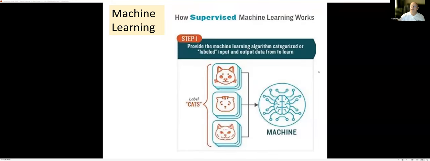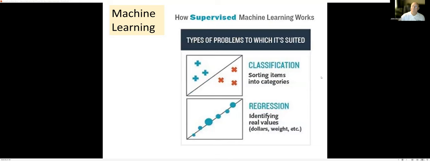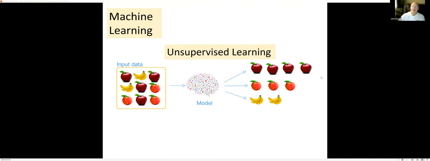So step one, provide the machine algorithm with labeled data. So we provide examples of cats and we say they're all cats. They go into the machine and then feed the machine new unlabeled information to see if it tags new data appropriately. If not, continue refining the program with more test cases. And these are the types of problems for which it's suited: classification, sorting items into categories, as well as regression, identifying real values. But classification for diagnosis might be, for example, as we'll see in examples, picking up lung nodules that can be cancer. Unsupervised learning is different.